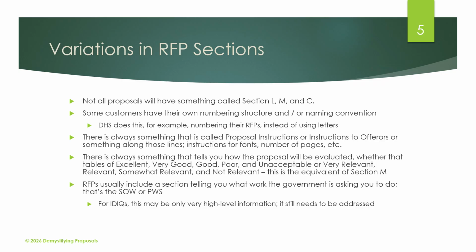There is always something called proposal instructions or instructions to offerors or something along those lines. It includes the instructions for fonts, the number of pages, who to submit to, and when the proposal needs to be submitted. All of that information is what we call the proposal instructions. And then there's always something that tells you how the proposal will be evaluated, whether that's tables of excellent, very good, good, poor, and unacceptable, or very relevant, relevant, somewhat relevant, or not relevant. That's the equivalent of what we call Section M in our business development shorthand.